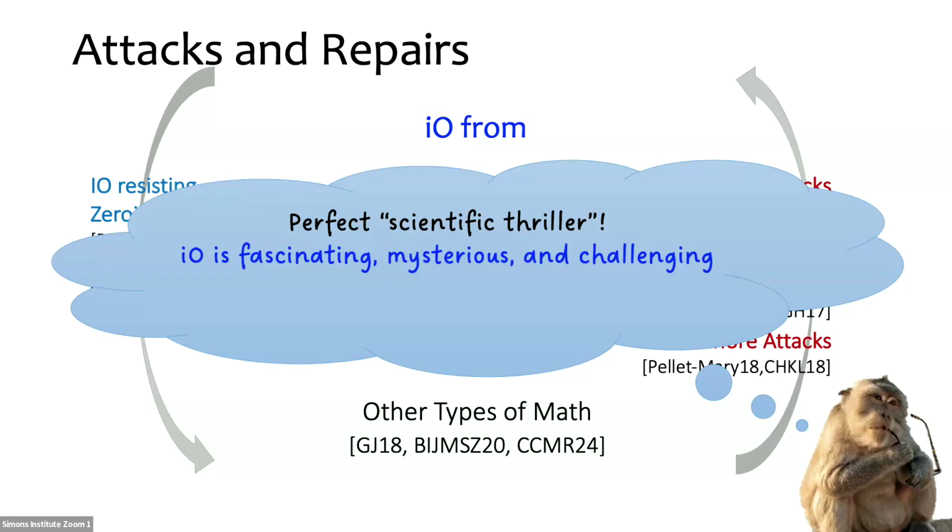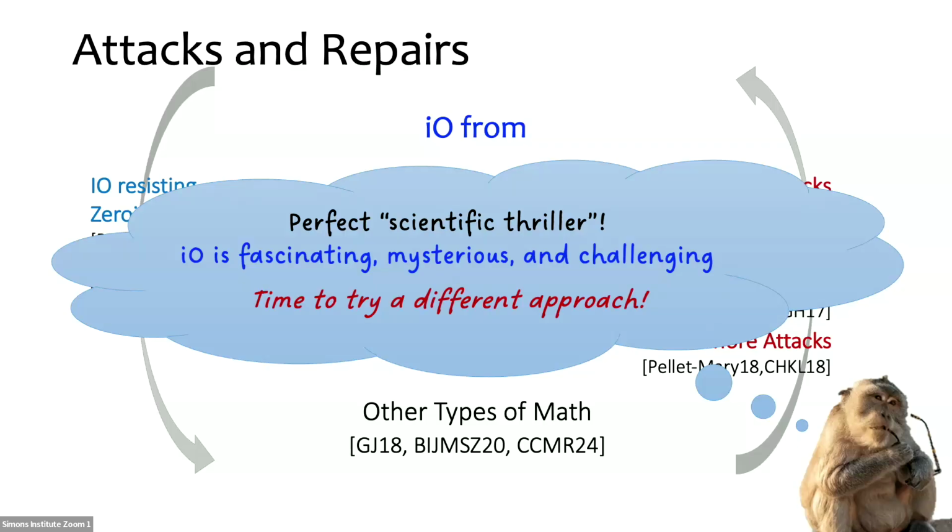And in fact, this all happened during the 2015 Simons cryptography program. And I remember that amid this entire confusion with the attacks and the repairs, it just seemed that we were watching a perfect scientific thriller unfolding in front of us, that there's a protagonist, IO, is super fascinating, and then she is mysterious and challenging, right?